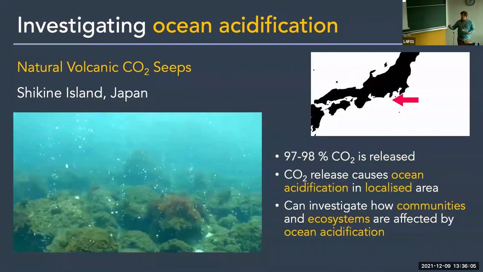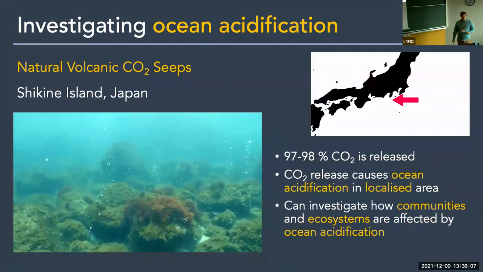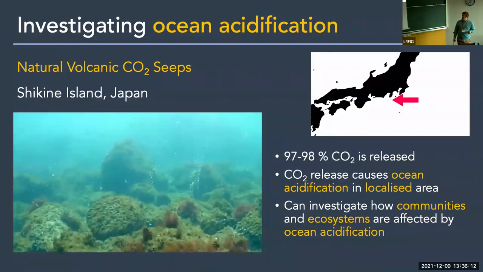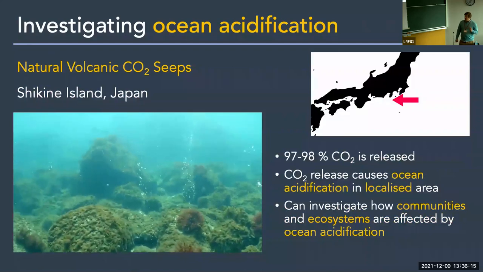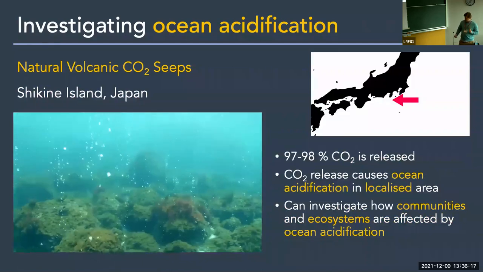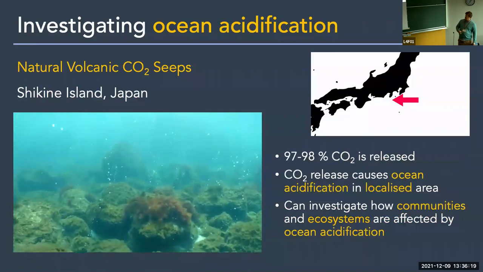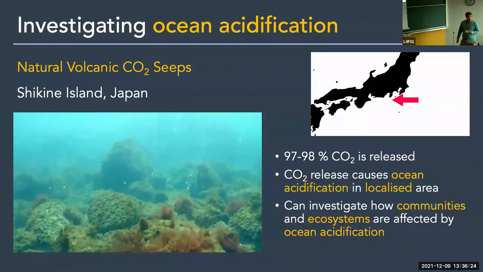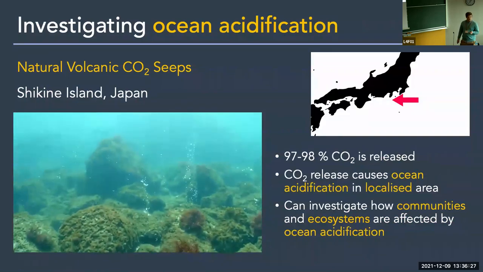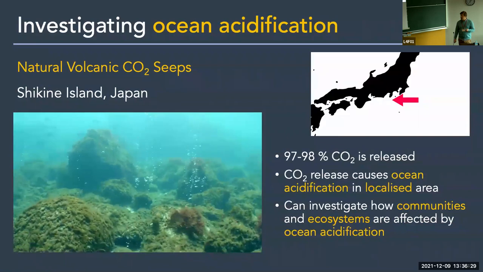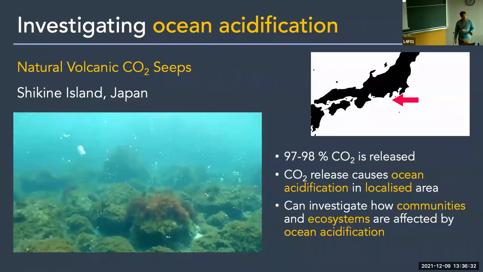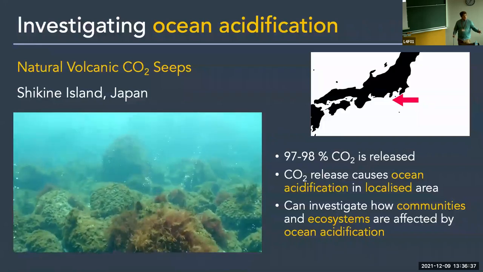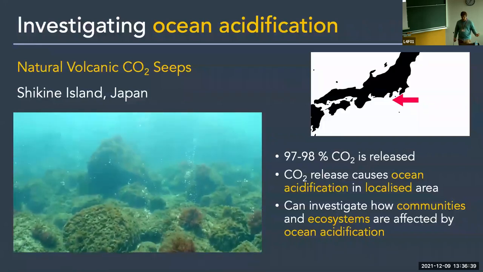The site that I predominantly use, because it's about 1.5-2 hours by boat away from the marine station I work at, is on Shikine Island. So this is a relatively small island, one of the Tokyo islands, and it's next to Nijima, if you've heard of that one. Within the area, almost pure carbon dioxide is released from the seabed, and this allows us to make comparisons between this area where we have the CO2 to an adjacent bay outside the influence of the seep.